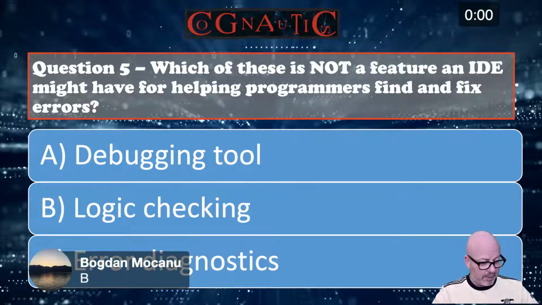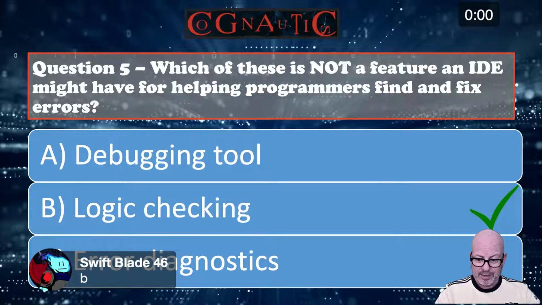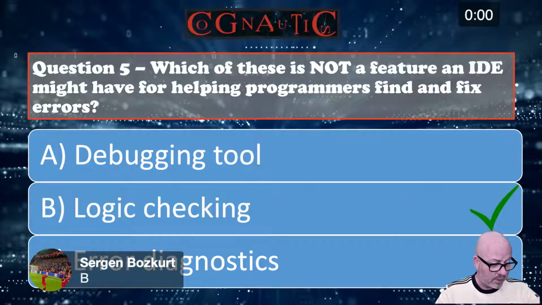Aditya has said B, Bogdan has said B, and Hash Brown said B as well. You're all absolutely spot on. Swift Blake came in with B as well. That's exactly what it is. And Sergen did B as well. So that is all spot on.